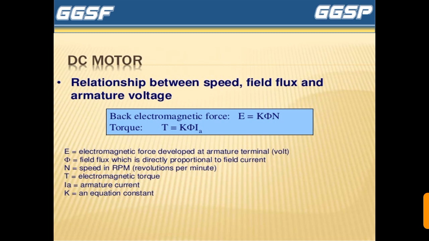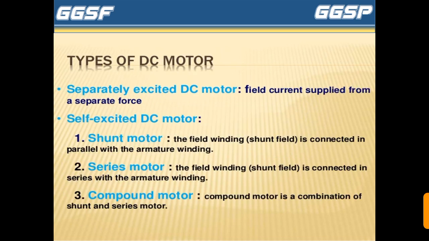Now the relationship between speed, field flux and armature voltage. The back electromagnetic force is denoted by E. E equals K phi n, and torque is denoted by T, which equals K phi Ia, where E equals the electromagnetic force developed at the armature terminal, phi equals the field flux which is directly proportional to field current, n equals speed in rpm, T equals electromagnetic torque, Ia equals armature current, and K equals an equation constant.